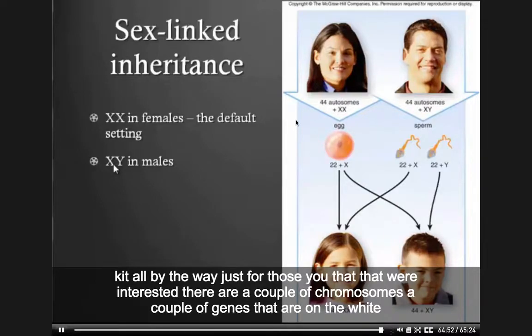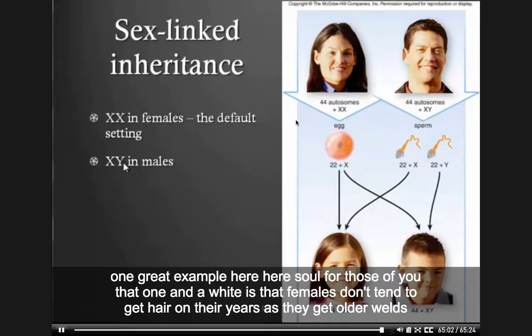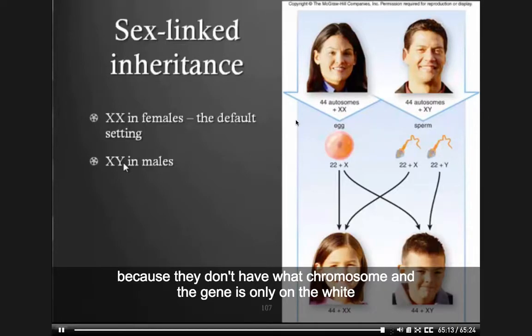Okay. Oh, and by the way, just for those of you that were interested, there are a couple of genes that are on the Y chromosome and are therefore only present in males. One great example, ear hair. So for those of you that want to know why it is that females don't tend to get hair on their ears as they get older, well, it's because they don't have a Y chromosome, and that gene is only on the Y.